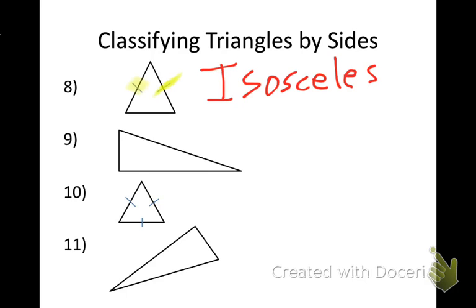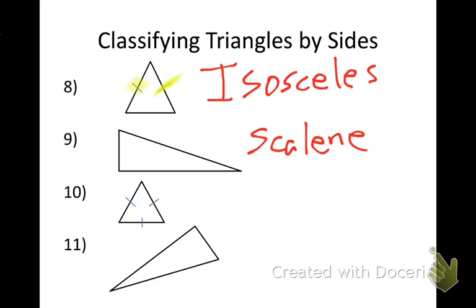Now notice number 9. There are no marks on number 9. So that means what, Austin? What might number 9 be? Scalene. Very good. Scalene meaning they're all different. So there are no congruency symbols. Well, then they're all different sides.